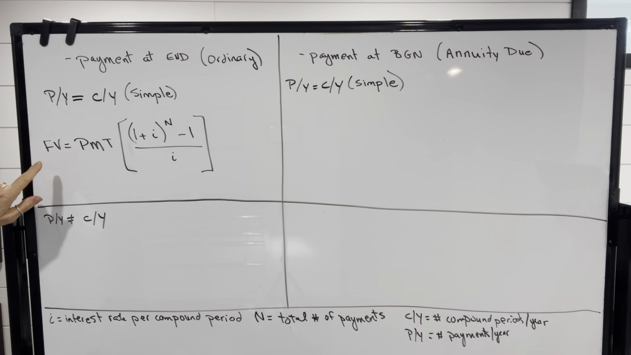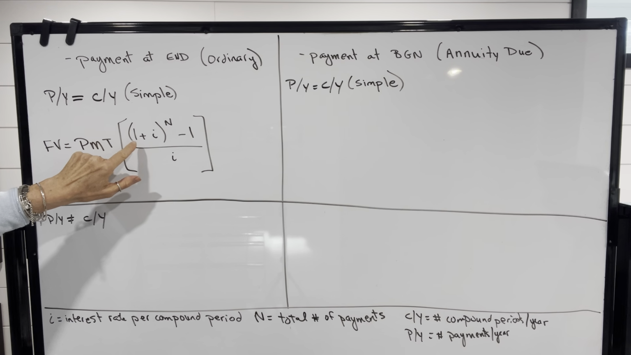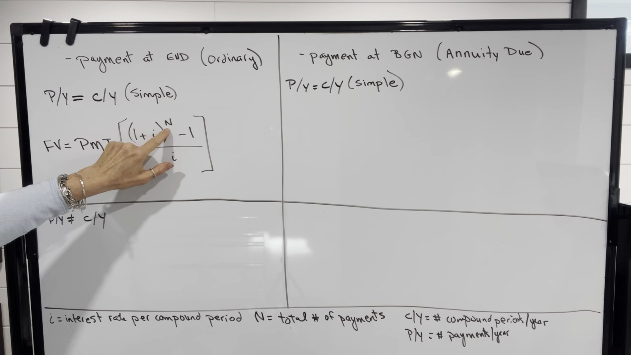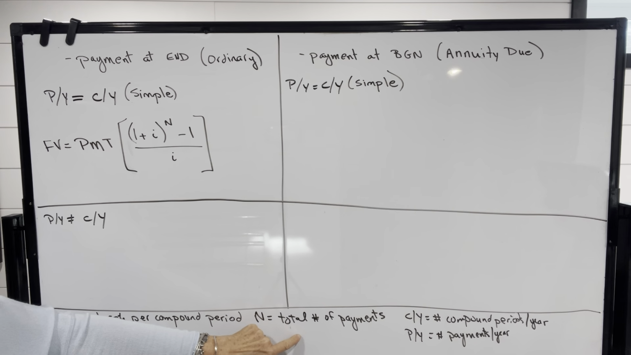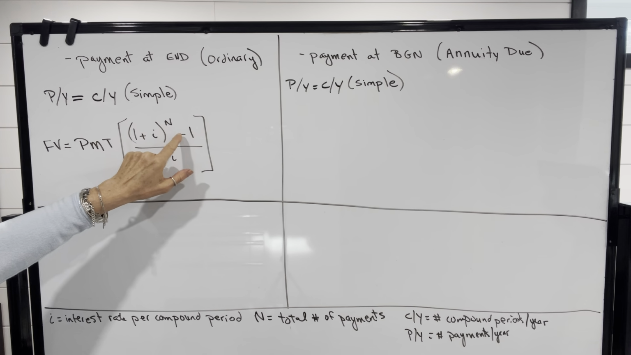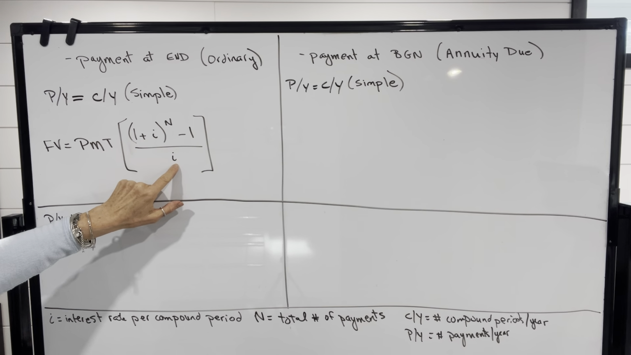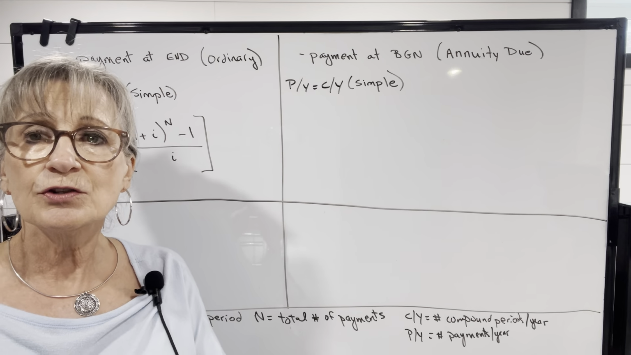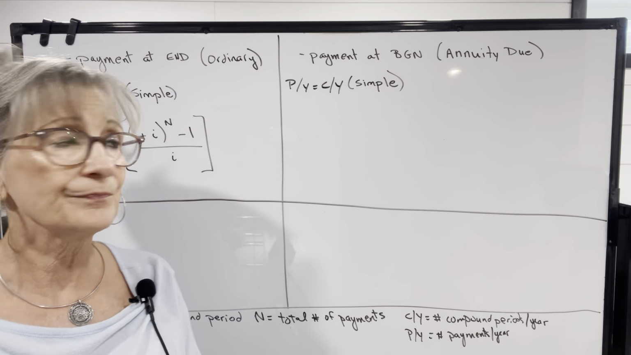So for an ordinary simple annuity, future value will equal payment times, in the numerator, 1 plus i, where i is the interest rate per compound period. All of that is raised to the power of n, where n is the total number of payments, minus 1, over i. The formula for simple annuity due is very, very similar, with just one additional factor.